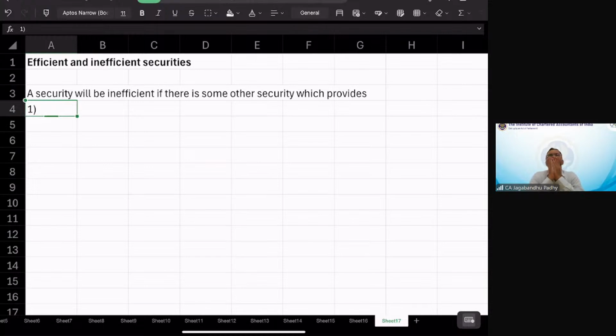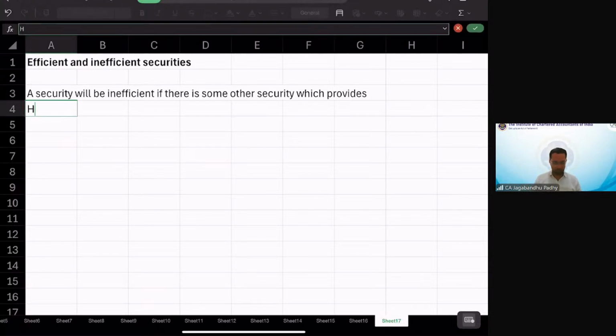Coming back, a security will be inefficient if there is some other security which provides higher return at lower risk. So tell me, if there is some other security or portfolio or possibility where you can earn a higher return but at a lesser risk than this, obviously you will invest in that security. Am I right, guys? Yes or no?